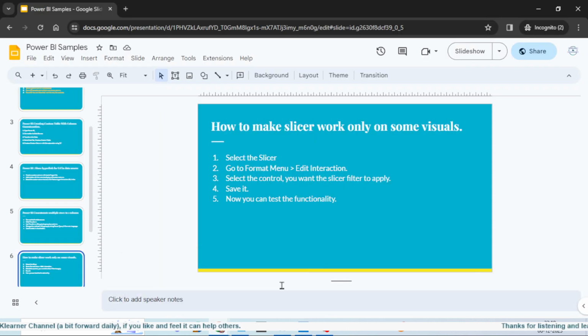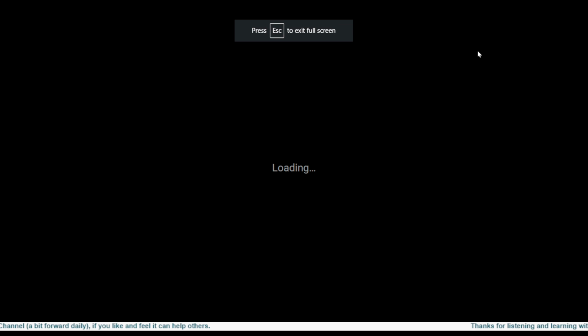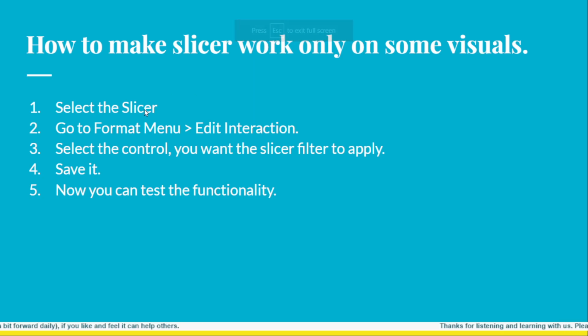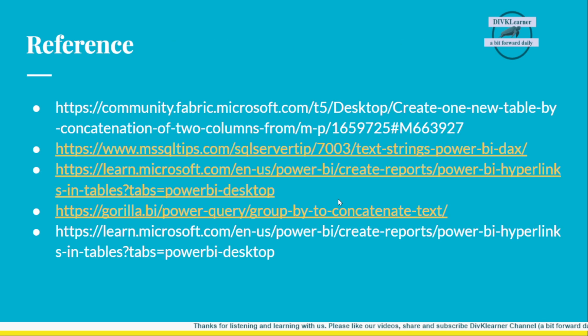Coming back to the slides that we were talking about, we have seen the same thing that we have written down. We selected the slicer, went to the format menu, clicked on edit interactions, then selected the control that you want the slicer to filter with, using the two icons there, filter or none, then saved it. After which we could test the functionality, which I've shared with you as well. For all the examples that I'm taking, I'm also putting in reference, and this particular presentation file link will also be shared in the description of the videos.